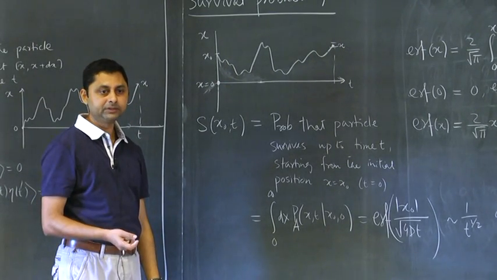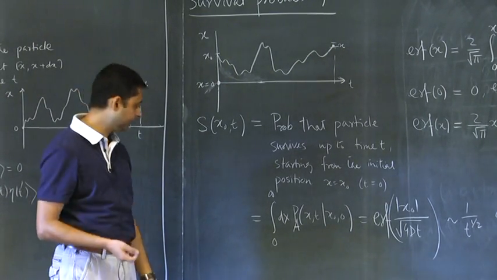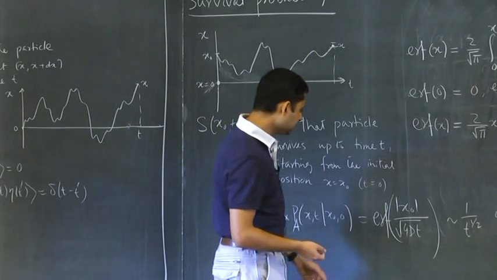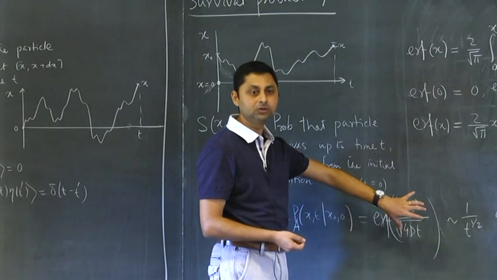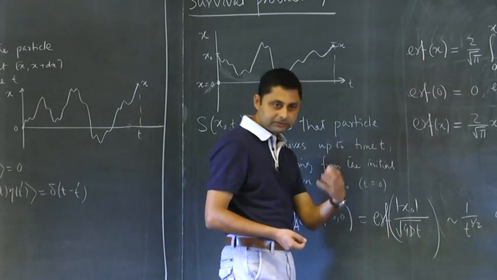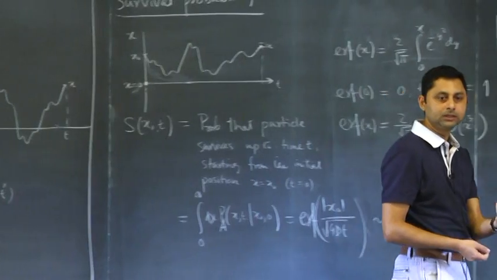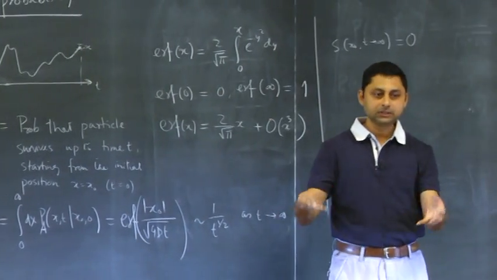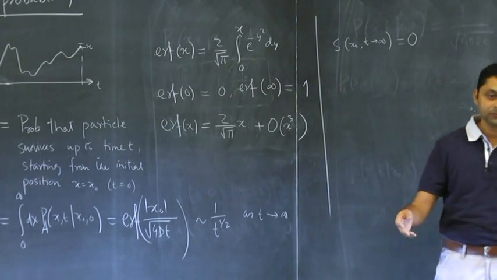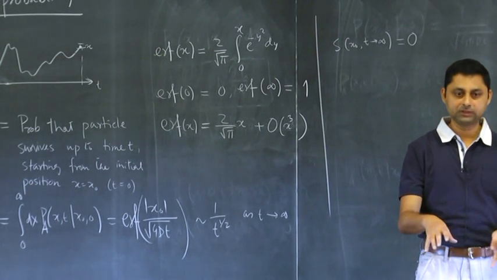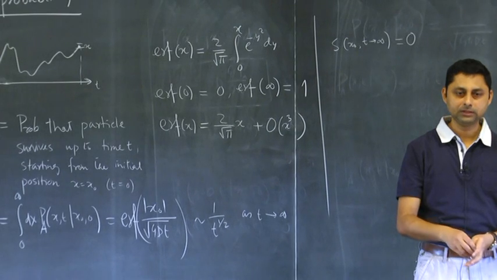But for higher dimensions like 3 and above, what you will see is that even at t going to infinity, this has a non-zero value. So there is a small probability, and that probability increases as you increase the dimension. So there is a probability that the particle actually does not visit any particular site.